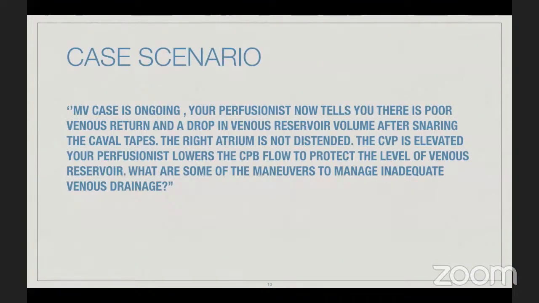What do you suspect is the cause for this inadequate drainage and how to manage it? Maybe the cannula is too deep, or the venous cannula, you have to reposition it. Okay. That's why I have poor venous drainage. Another thing I can think of is if there is chattering, maybe the venous drainage is too fast or the patient is dehydrated. So I have to fill the patient or make sure the cannula is clamped a little bit.